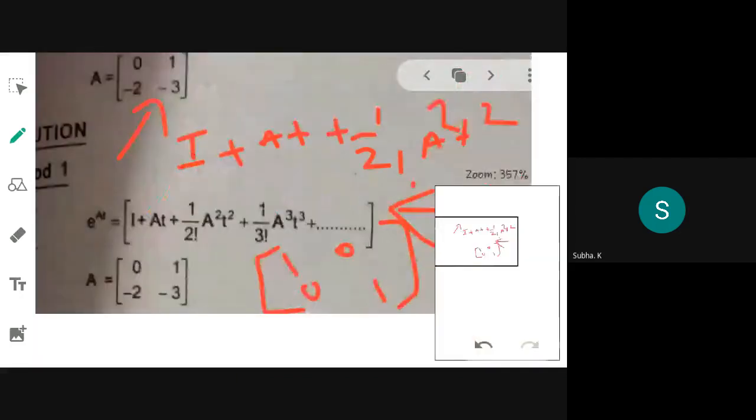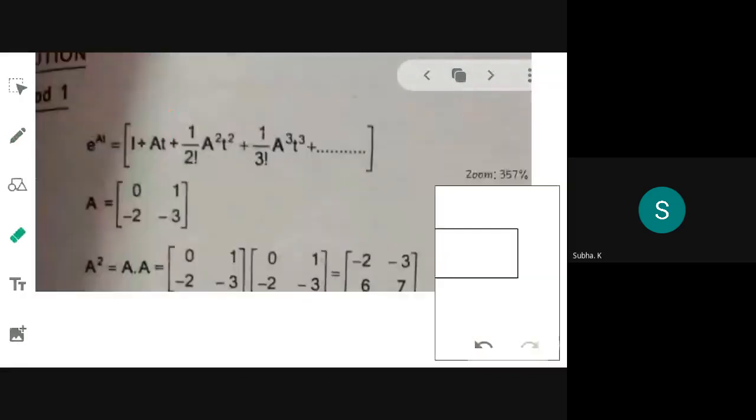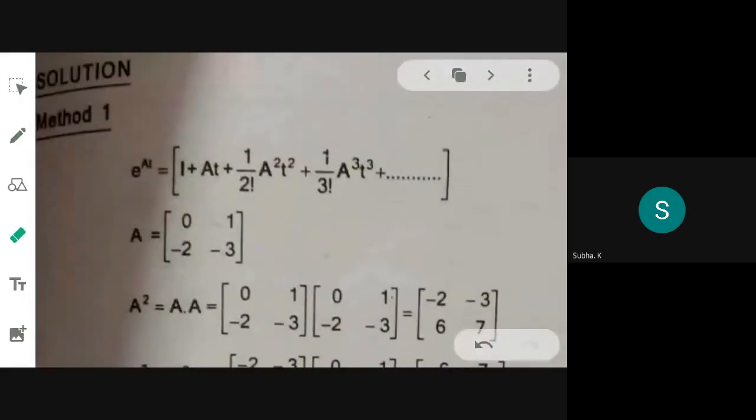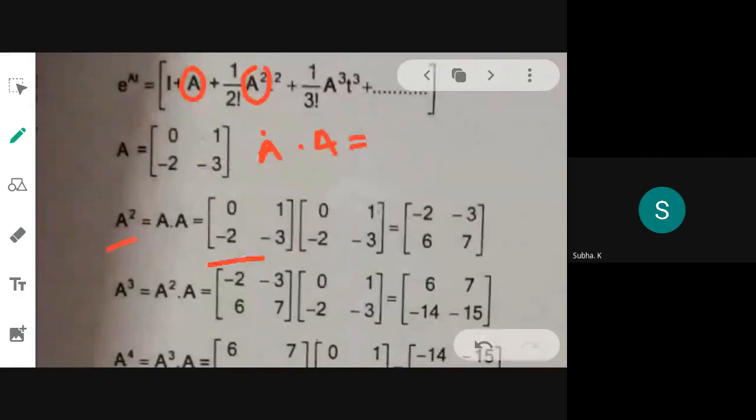In your lower classes you must have studied how to do matrix multiplication. Here you have to substitute only one A, but in the next term you have to substitute the product of A multiplied twice. In order to do that, you need to do A squared as A dot A. That is what they have done here. You know how to do matrix multiplication, no? You will be multiplying this with this, and you will be writing it as minus 2. That is how you will be multiplying.